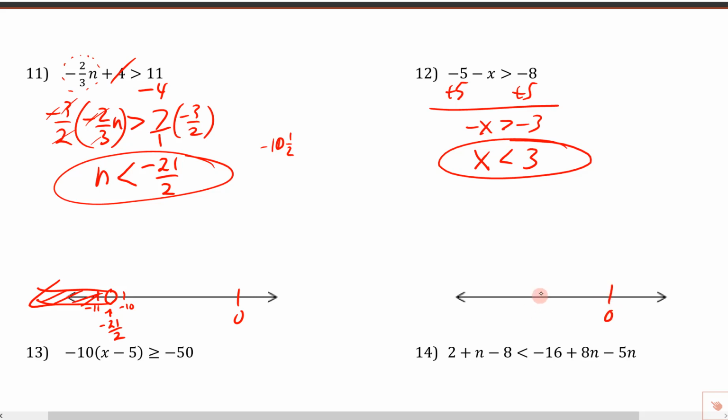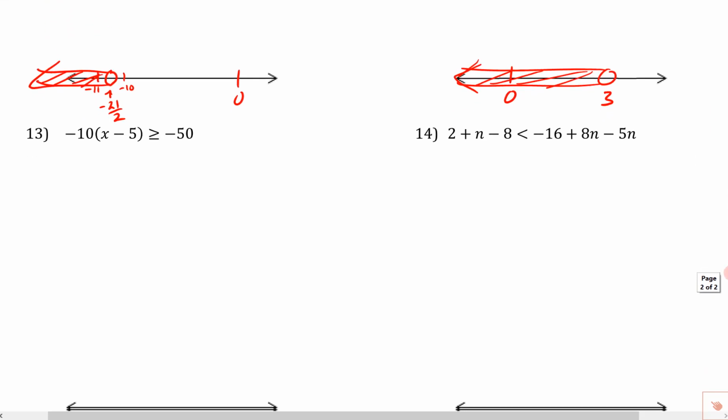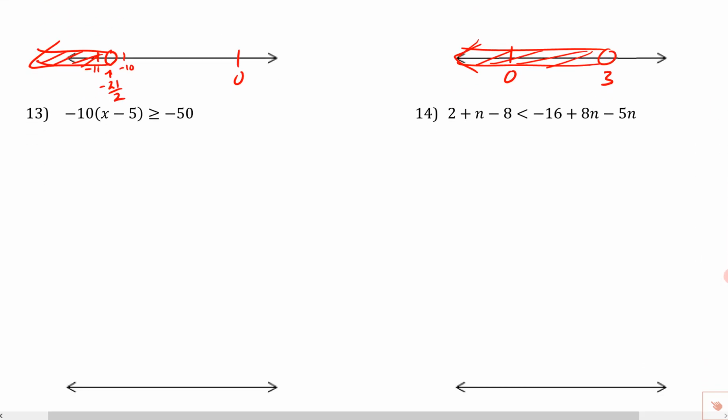So again, we've got a 0 here. I've got, let's do it this way. That's a positive 3. So we've got a 0 here, we've got a 3 here. We don't fill it in. Again, if we read from the variable, this is a less than, so we're going to shade this direction. So just by coincidence, we end up with a whole bunch of these that are all shaded to the left. Let's see if that changes here in a minute.